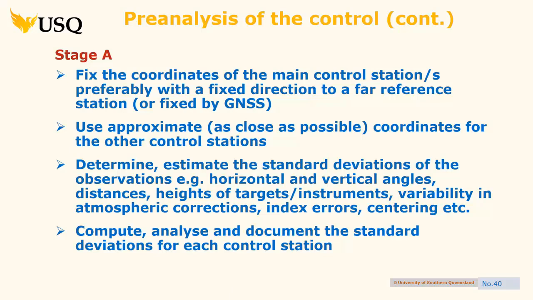So I won't go through every detail here, but when you're doing a pre-analysis, you go through some fairly clear stages you should be aware of. You fix the coordinates of the main control. Even if you don't know them exactly, you fix them. A lot of students didn't quite realize what that means. You put down exact coordinates. When you're doing pre-analysis, you can scale the coordinates off a map, it'd be close enough. So you use approximate coordinates, and you determine the standard deviations of the observations.